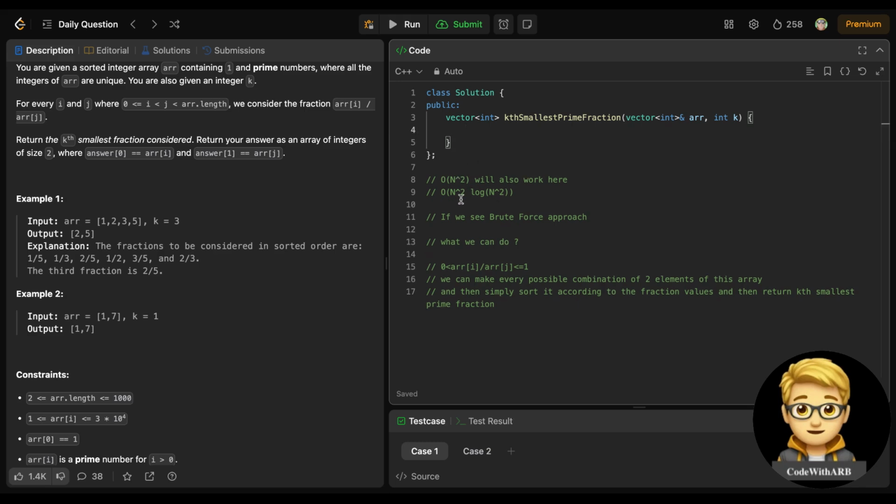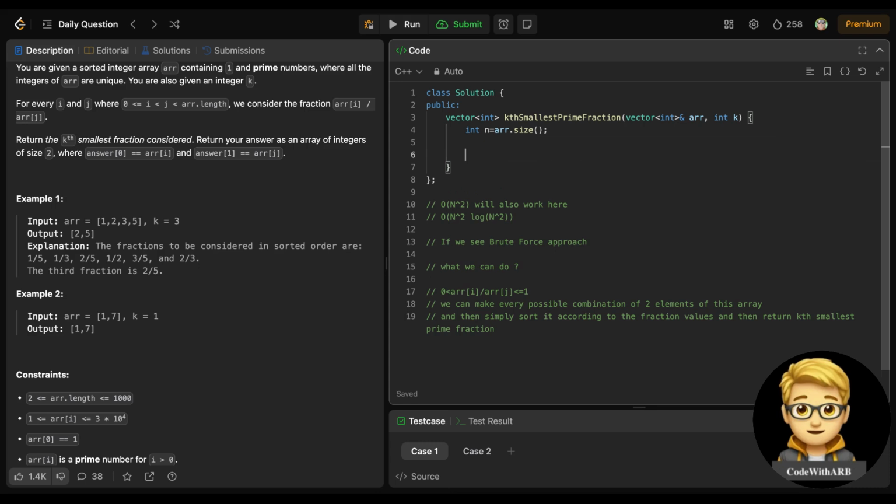This can be one of the approaches. So let's see how we will implement this. For making all the combinations, I need to store them. At last, I need to return the elements, so I also need to store those. For that, I can take a pair for storing this fraction, because the fraction will be a decimal, so I will store a double, and I will take the indices as integers.